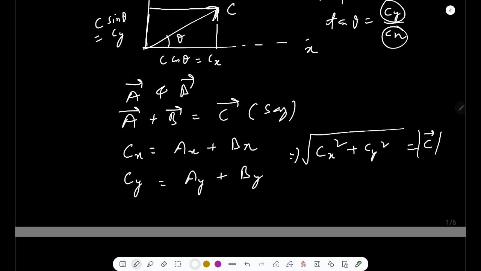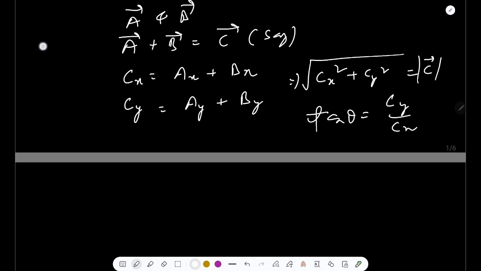And if you want to know what angle is made by vector C with any of the vectors, vector A and vector B, suppose that vector C makes an angle theta with vector A, or if you want to know what angle is being made by vector C with the x-axis in particular, you can write simply tan theta equals Cy upon Cx, and vice versa.